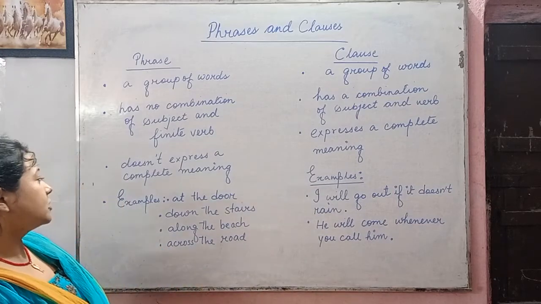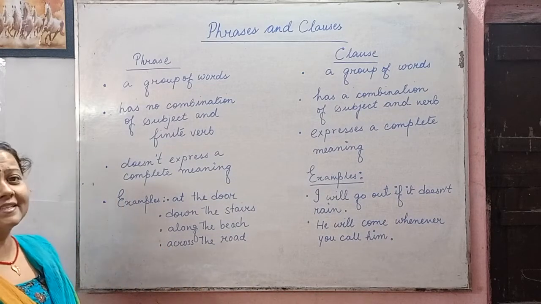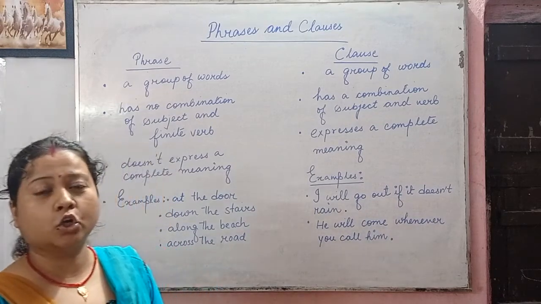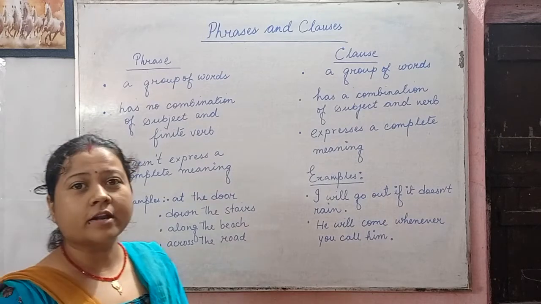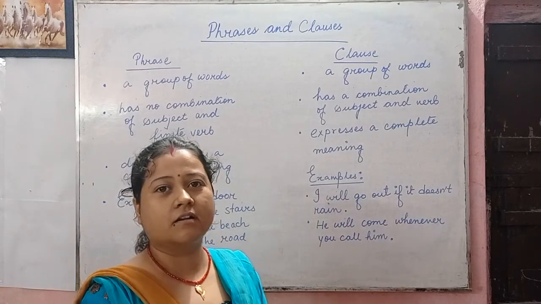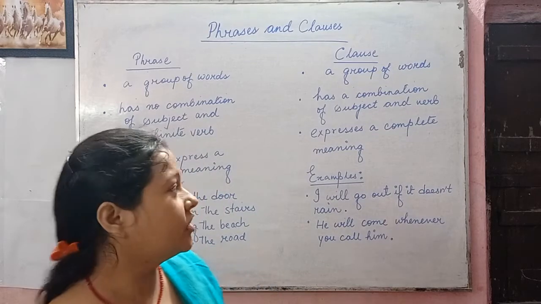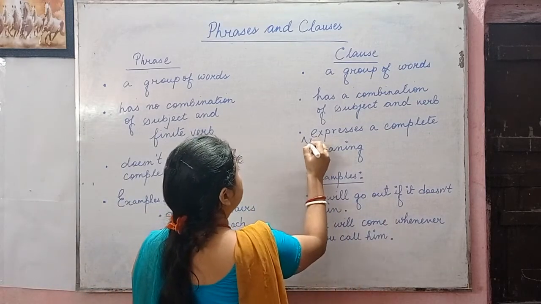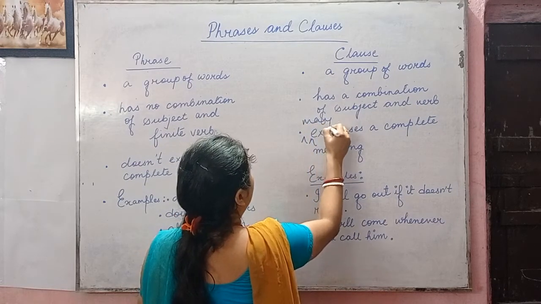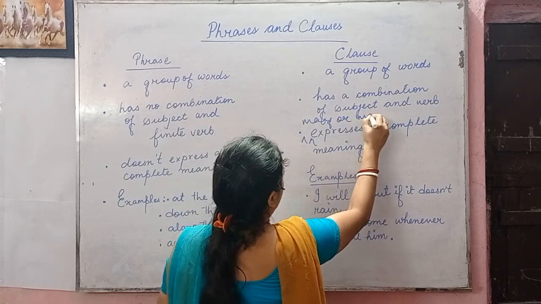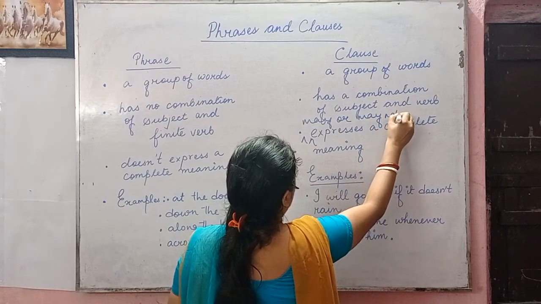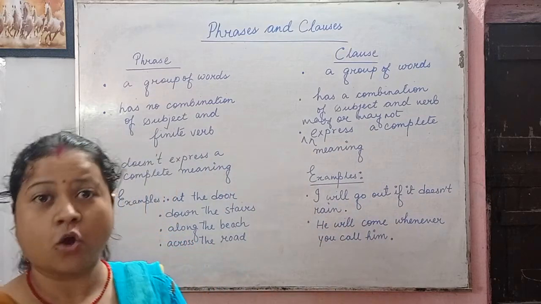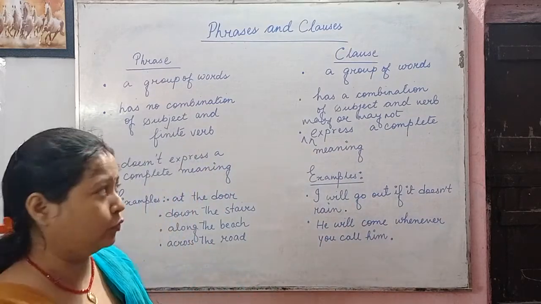So children, the next point is, a phrase doesn't express a complete meaning, but a clause may or may not express a complete meaning. Children, here I have written expresses a complete meaning, but I will write it may or may not. It may or may not express a complete meaning. Why? That I will explain to you.